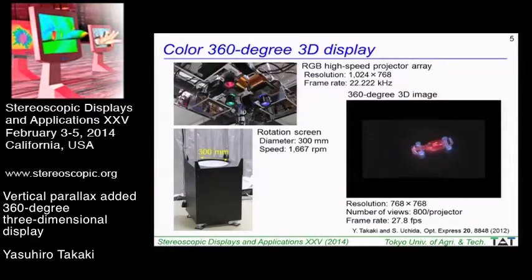This slide shows the color 360-degree 3D display. Three projectors were used to generate color 3D images. This is the RGB high-speed projector array. The frame rate was 22.222 kilohertz. This is the rotation screen. The screen diameter was 300 millimeters, and the rotation speed was 1,667 RPM. And this is the generated 360-degree 3D image. The number of views was 800, and the frame rate was 27.8 FPS.